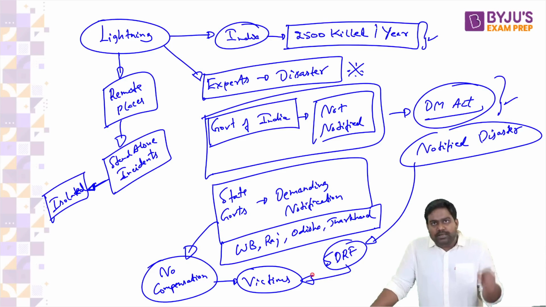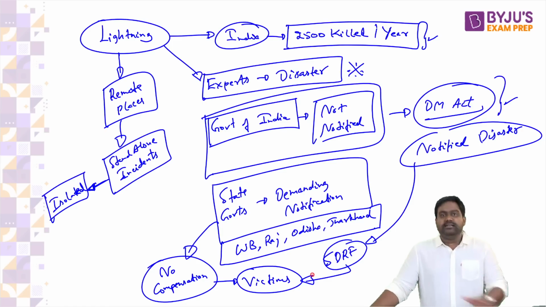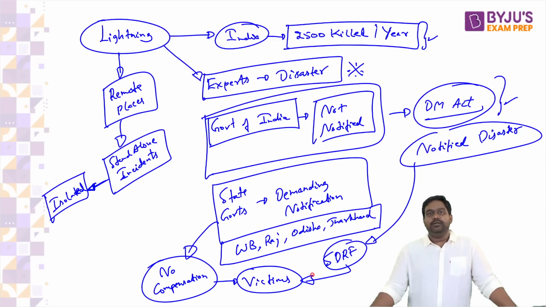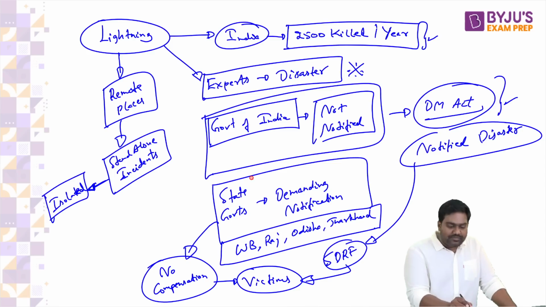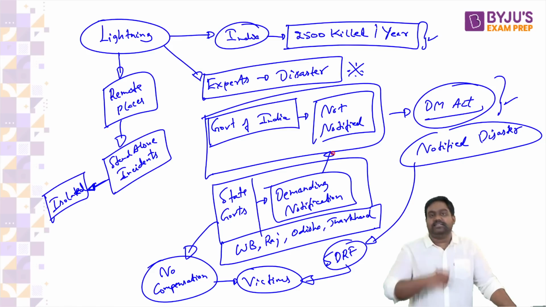States cannot draw money from SDRF if it's not a notified disaster. This power is with the central government. The government of India has to officially notify a disaster under the DM Act. But Indian government has not done this. State governments which are suffering from the impact are urging the center to notify lightning as a disaster.